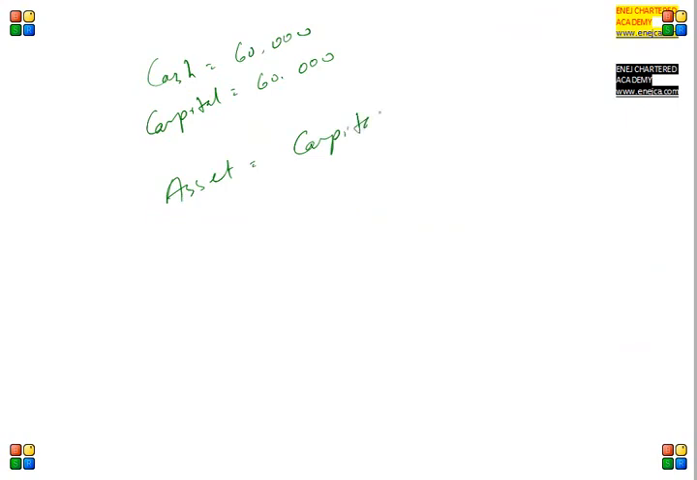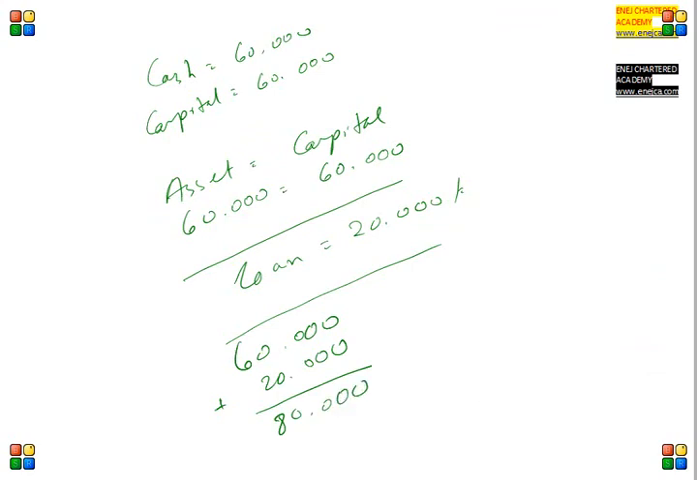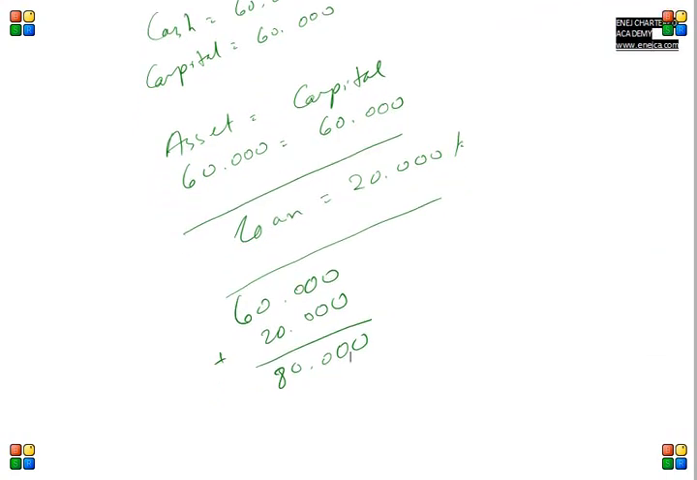So let's see what happens. We had a cash of 60,000 in the beginning, and we had a capital of 60,000, and that time the equation was asset equals to capital. That time the equation was 60,000 equals to 60,000. Alright, now when I have taken out the loan, that was 20,000. So what do I have? Actually, I had an asset of 60,000, and now that increase by 20,000. Now I have total 80,000 in my hand. So I have an 80,000.